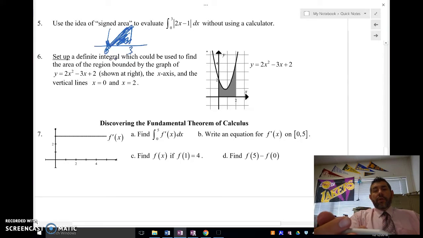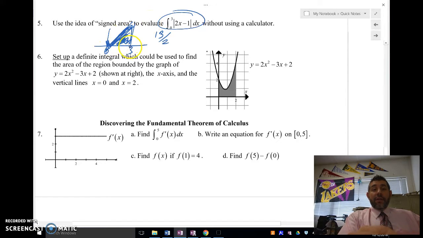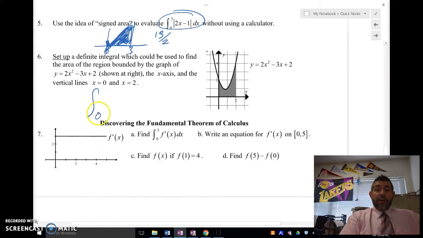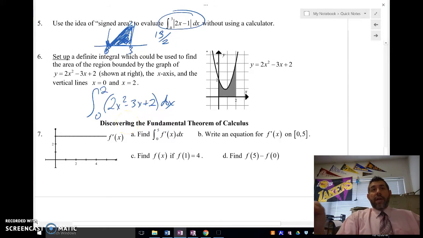Those are just two little triangles, so we would just find the area of these two triangles and add them together. When we do that, we get 13 halves when we add up the two areas. That's what I mean by a definite integral. Now, not always is it a line where we can find the area. We have a curve in this case, and we need to do some work to find the area under that curve. I'm going to set up my definite integral here. We're talking about the integral from 0 to 2 of 2x squared minus 3x plus 2 dx. That's how we would set up our definite integral for the area under that curve.